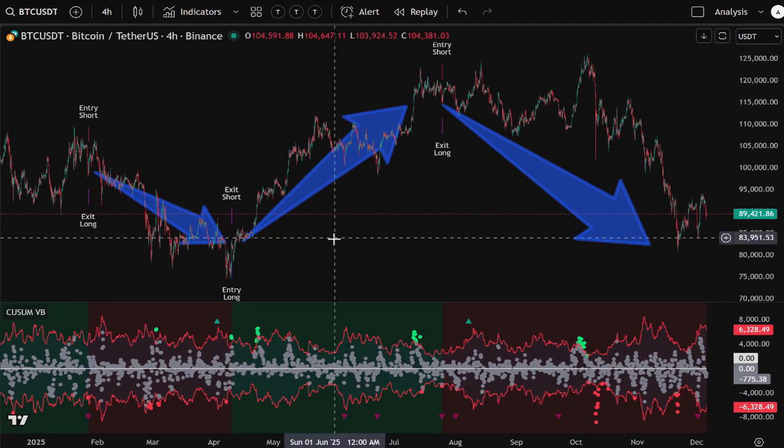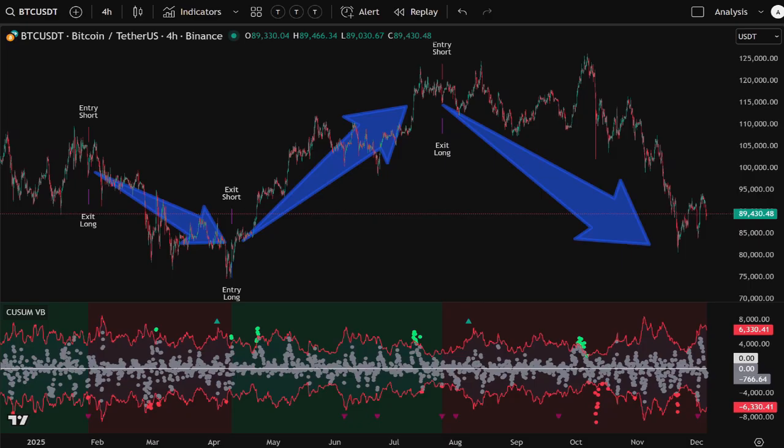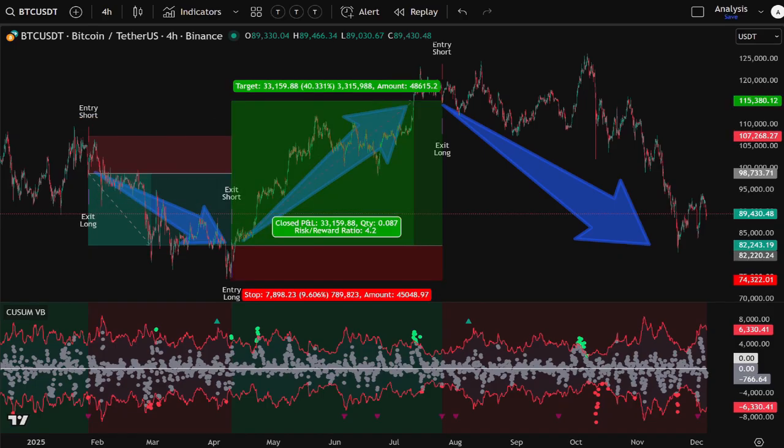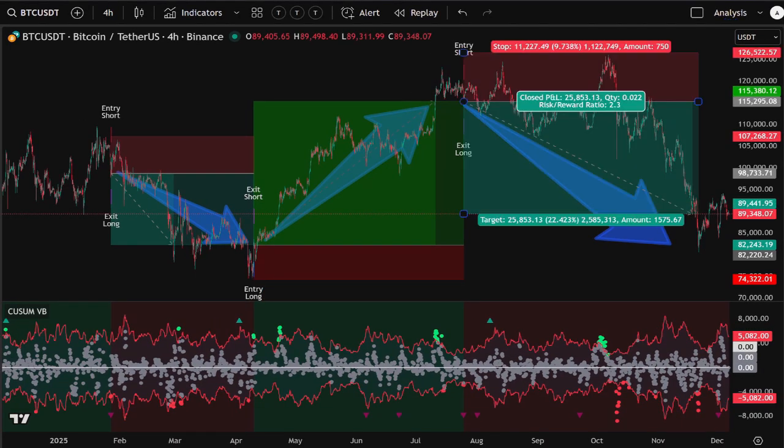You can see from the results that the reward over risk ratios are decent. Here there's almost 2. You get a little over 4 here, and almost 2.5 here.